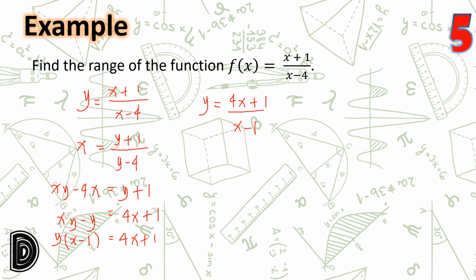In the previous slide, it says that the range of the given rational function is the domain of its inverse function. Hence, the domain of its inverse function are all values of x such that x is not equal to 1, or x minus 1 should not be equal to 0. Therefore, the domain of this inverse function are all real values of x such that x is not equal to 1. Therefore, the range of the given function are all real numbers y, such that y is not equal to 1.